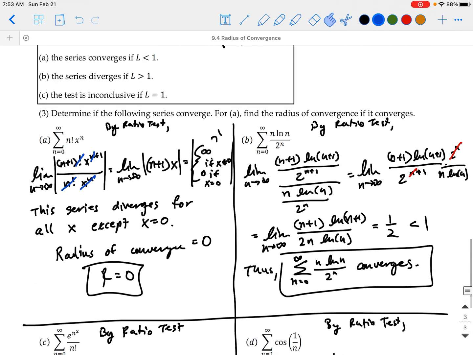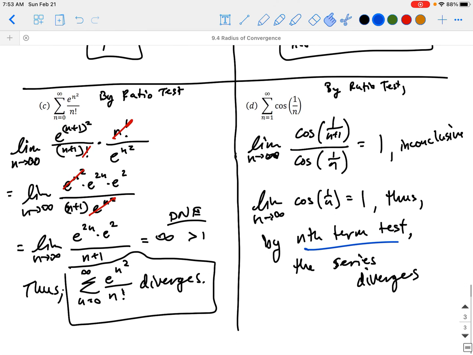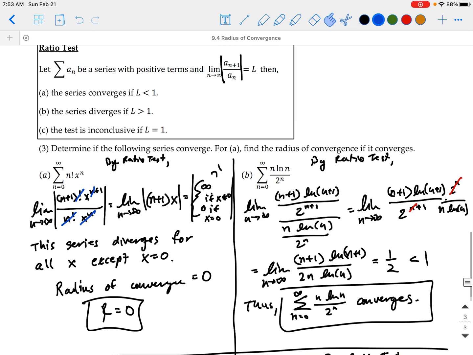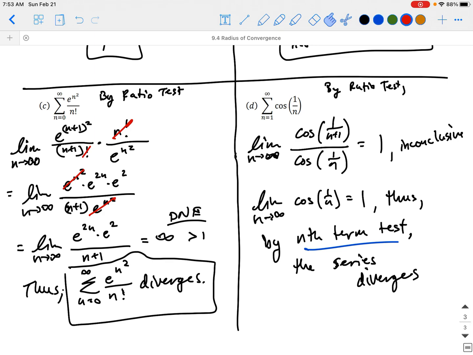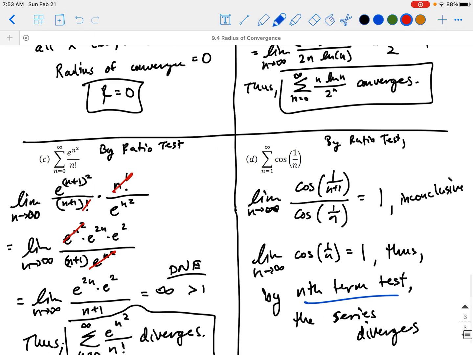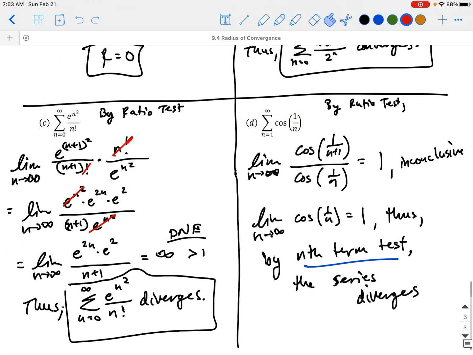All right, so that concludes our ratio test examples. These are going to be ones that, again, you want to work with and find the ones that work well, and the ones that fail to work, you'll have to rely on other tests to prove either divergence or convergence.